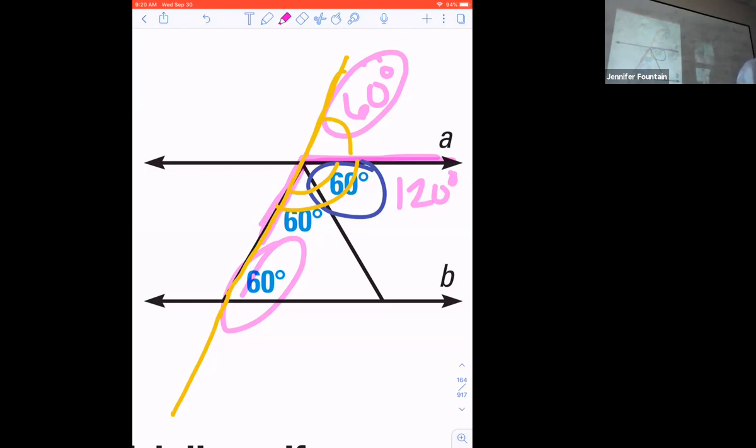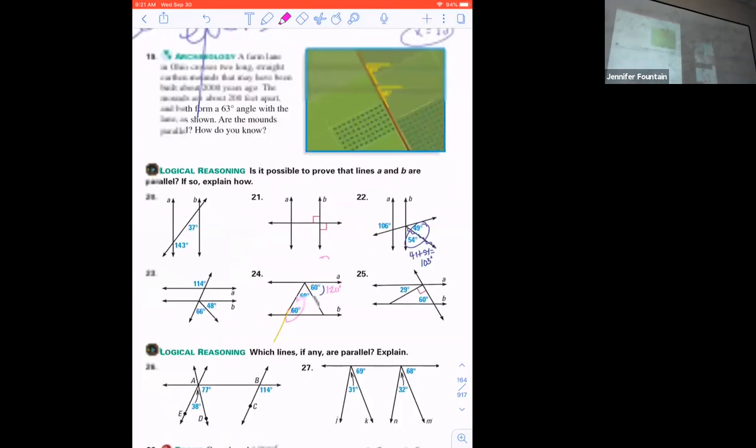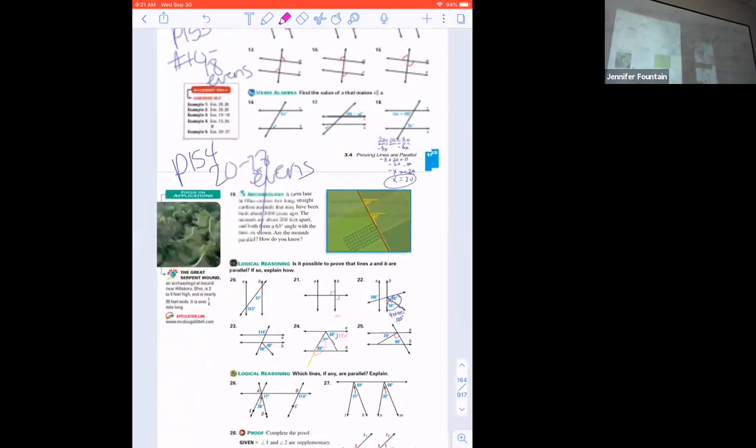Yes. Okay. Does this use the angle addition postulate? Yes. Your angle addition postulate is what we're using for that one, and we're also using consecutive interior angles, or this consecutive interior angle converse. Okay. 20 through 28 evens. That was 24.